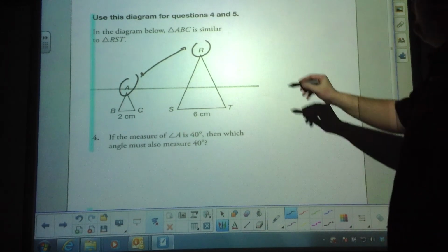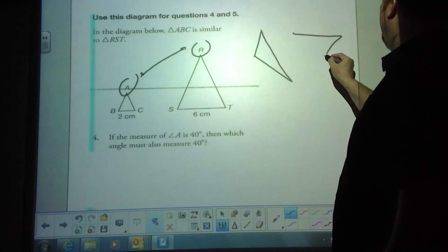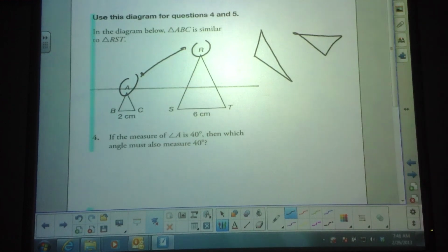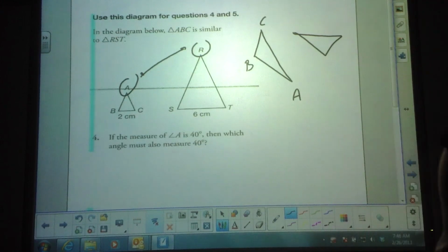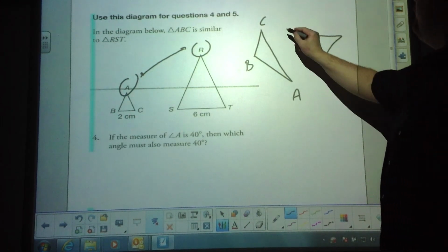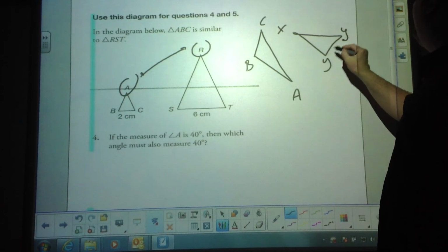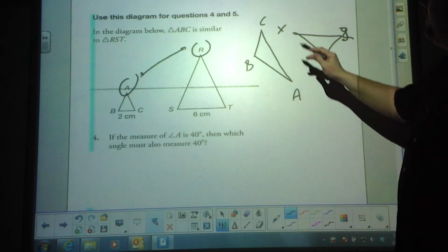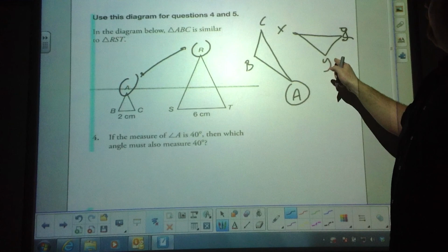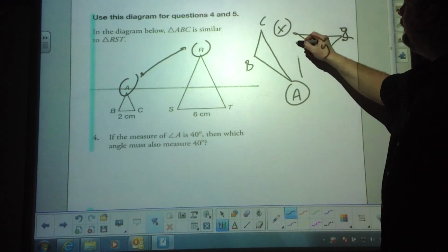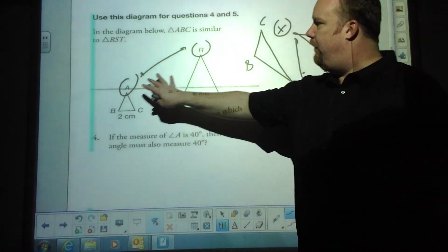Well, every now and again, you're going to get a problem like this. You're going to get a crazy looking triangle, and you're going to have another one that's over on its side like this. And this one will be A, B, C. And this one will be X, Y, Z. And you're going to have to know the order of them. A comes first in the alphabet. X comes first in the alphabet of these three. Therefore, these two correspond. So sometimes they're going to try to confuse you. It's not always going to be laid out exactly this way.